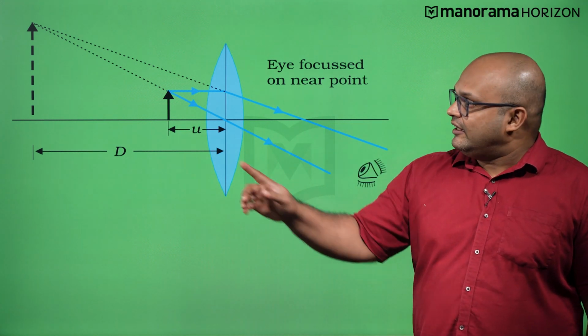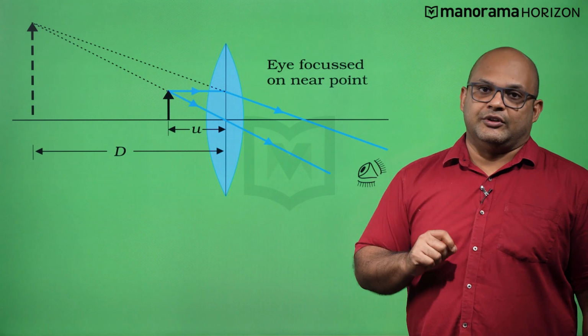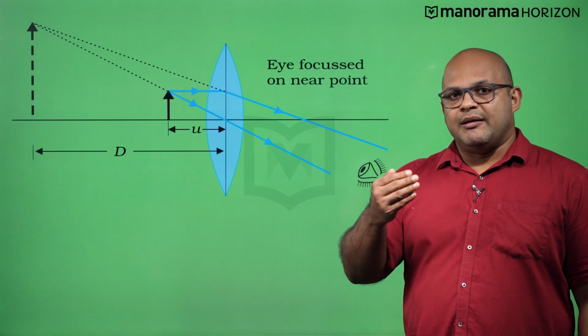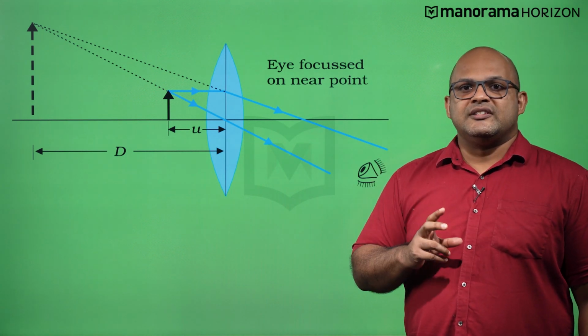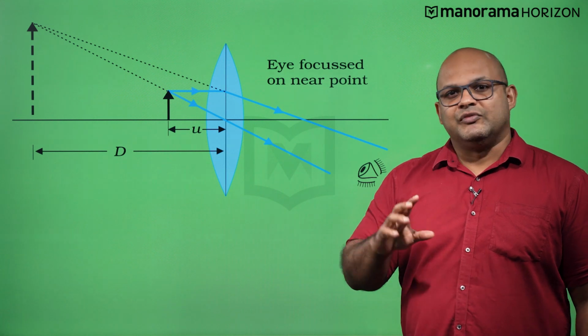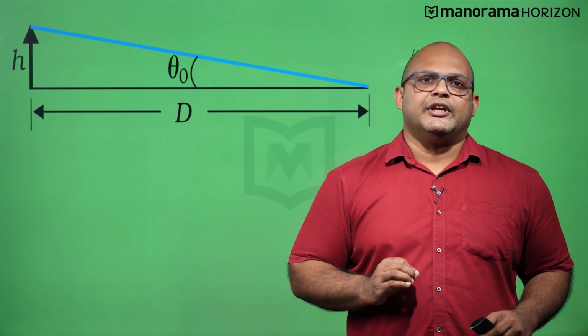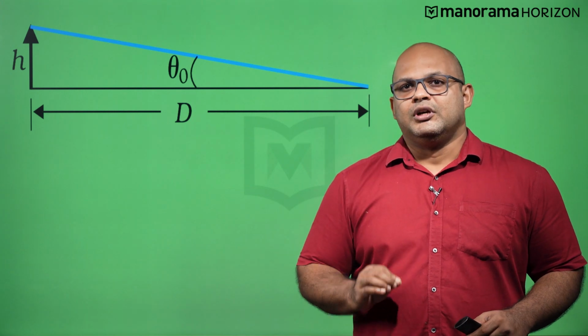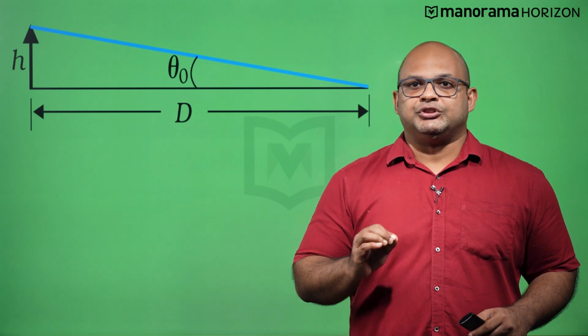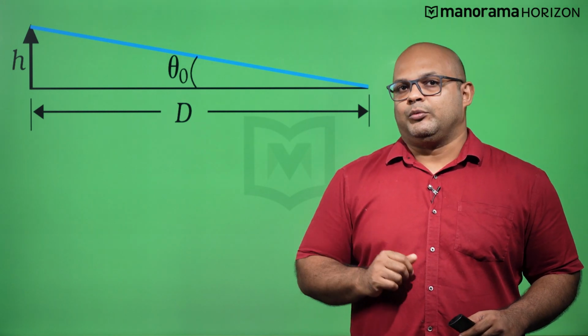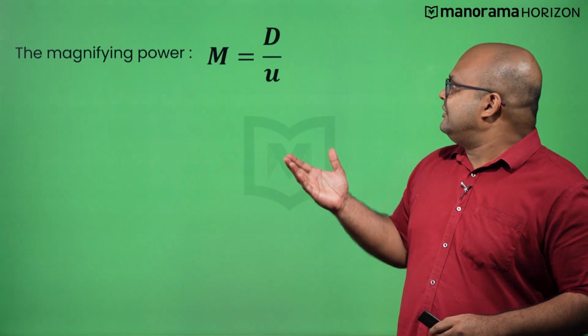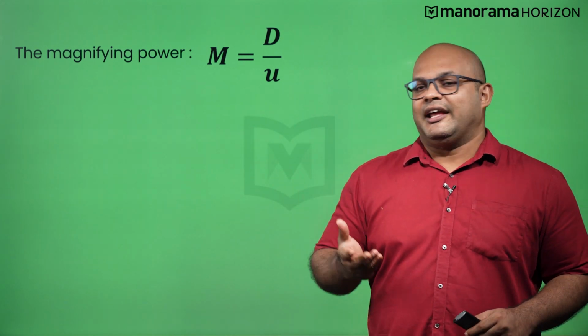A magnified, erect and virtual image is viewed on the same side as the object at a distance at which it can be viewed comfortably, which is approximately 25 centimeters or more. The linear magnification of the final image formed at the least distance of distinct vision D is derived from the lens formula, and it is given as M = D/U.